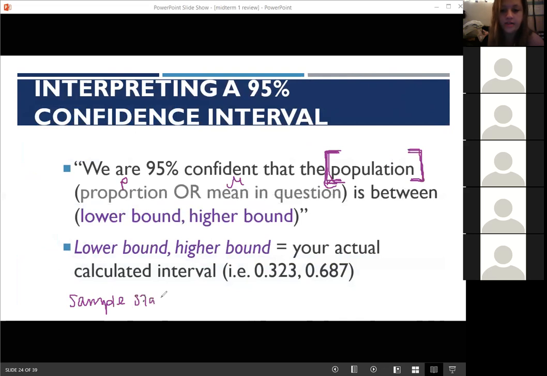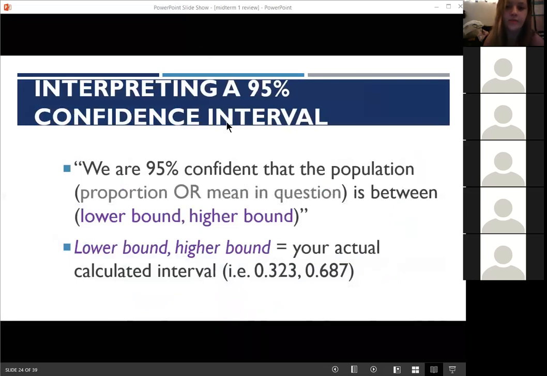Your sample statistic plus or minus 2 times your standard error. That's going to give you an interval such as this, and that's what you use to interpret it in this way. So that's just a general sentence that we're able to say at the end when we interpret it. And you will also include the context of the problem: confident that the population proportion of whatever variable you're looking at. So we have some questions about that in the actual review.